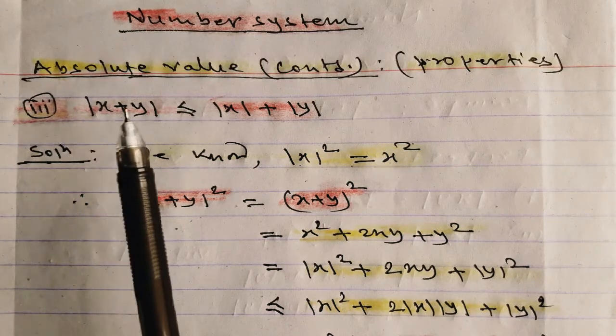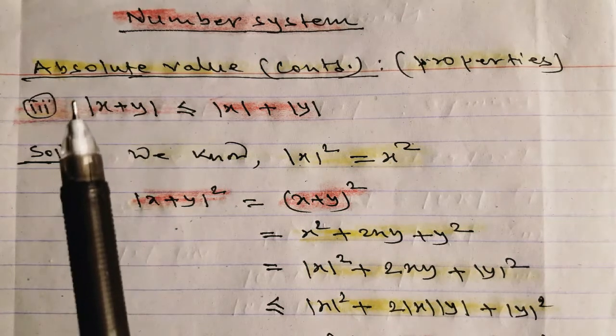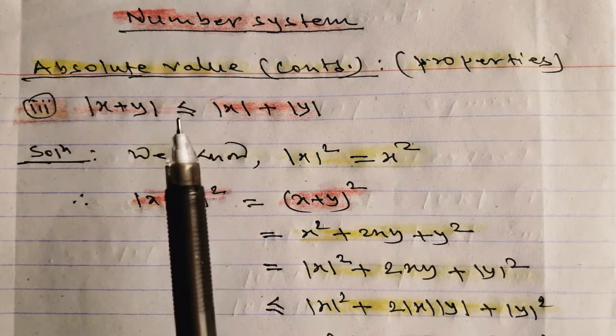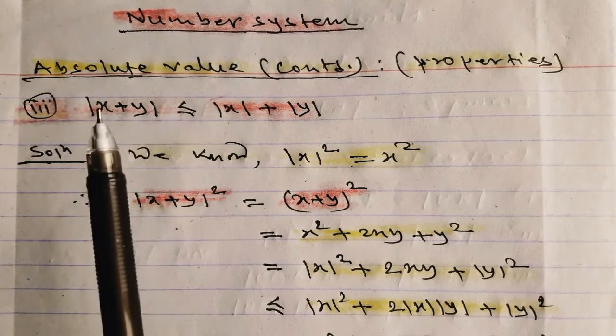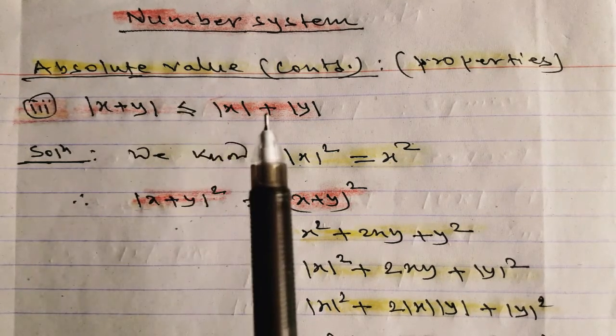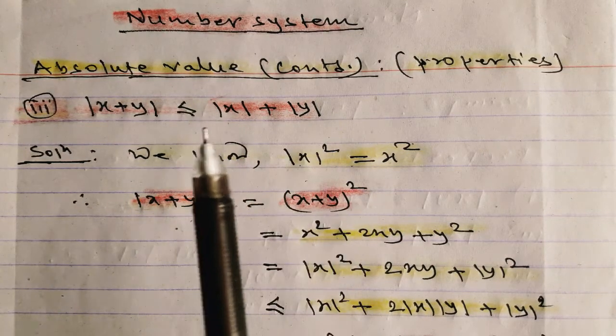The proof of the third property of absolute value of a real number. The third property is modulus of x plus y is always less than or equal to modulus of x plus modulus of y. The absolute value of the sum of any two real numbers is less than or equal to the sum of the absolute value of the first real number and the second real number. So let's see the proof.